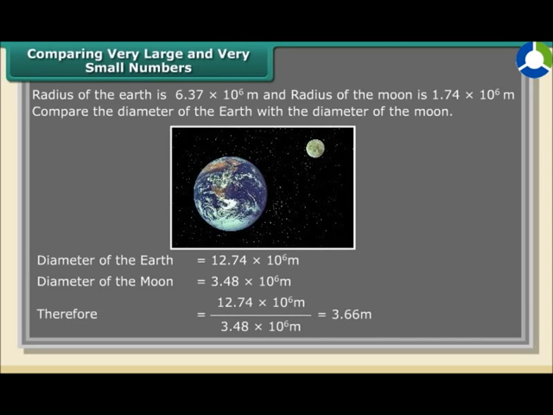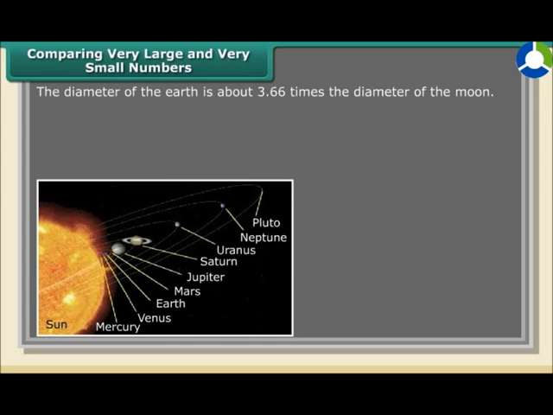Therefore, 12.74 into 10 raised to the power 6 upon 3.48 into 10 raised to the power 6 is equal to 3.66. The diameter of the Earth is about 3.66 times the diameter of the Moon.